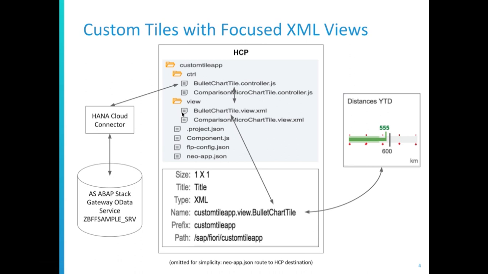Unless you're crazy. And the actual path to that XML view is custom tile app, which is the name of the app that I've developed in the SAP Web IDE and deployed to the HANA Cloud platform. .view, because that's, of course, where you normally would keep your views in a folder called view. And the file itself with the XML view in it is bulletchart-tile.view.xml and so on. Notice there again this Fiori prefix, which enables the Launchpad via the HANA Cloud platform to access that particular deployed app that you've built and pushed to the HANA Cloud platform.